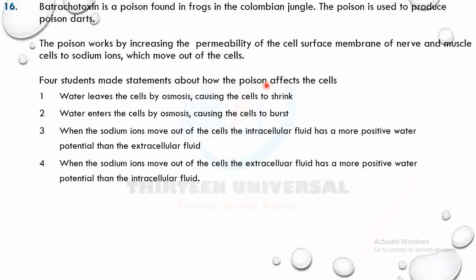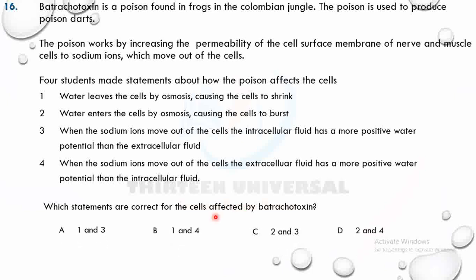So let's look at the statements. The question is, which statements are correct for the cells affected by batrachotoxin? Now I want you to solve the question. Pause the video and solve it. Look at it. Which statement? They say water leaves cells by osmosis, causing the cell to shrink. Yes. Now, when sodium ions leave the cell, the water potential of the cell will increase, and then causing water to also leave.